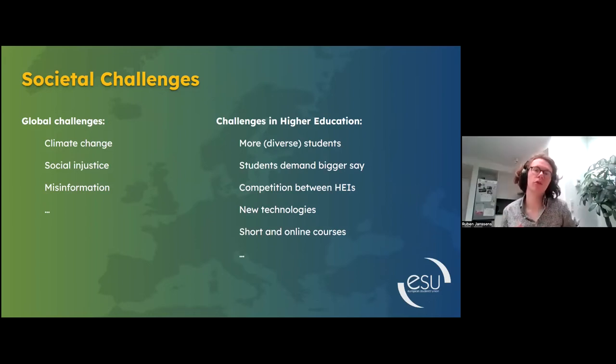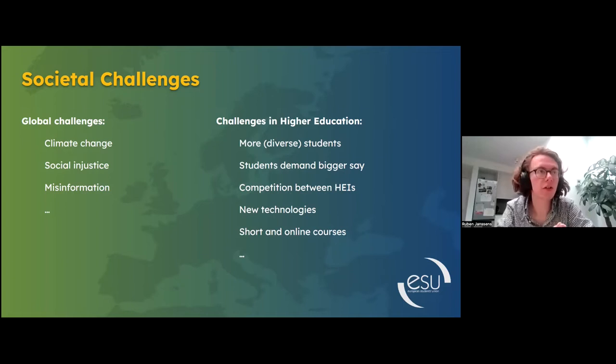But beyond that, we also have more challenges in higher education that are maybe more specific to the education sector. The number of students, for example, is growing very fast, and the student bodies are becoming more diverse as well. Students want a bigger say in their education as well. There is competition between the institutions. We see that new technologies are arriving in higher education. And during the pandemic, of course, we've had to embrace these at a much faster rate than we've ever expected. But that's also enabled us to feel maybe a bit more comfortable with those technologies and now think of how we actually want to use them.